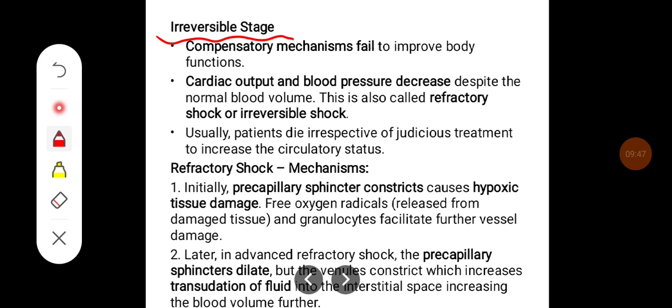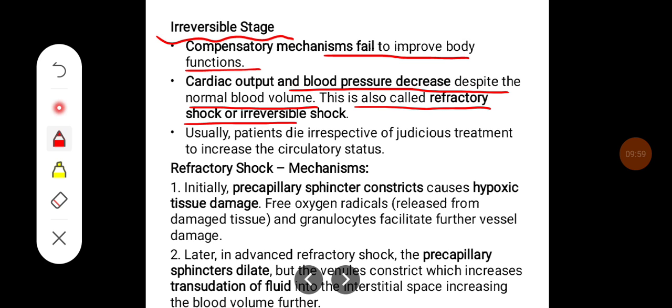In irreversible stage, the compensatory mechanism failed to improve body functions. Cardiac output and blood pressure decrease despite normal blood volume. This is also called as a refractory shock or irreversible shock. Usually patients die irrespective of judicious treatment to increase the circulatory status. The mechanisms of refractory shock.